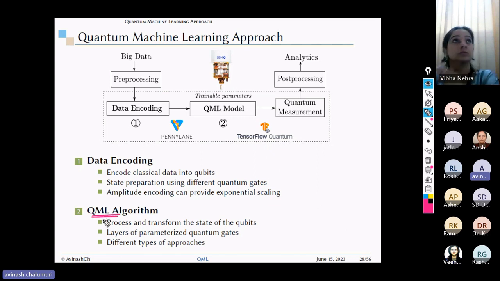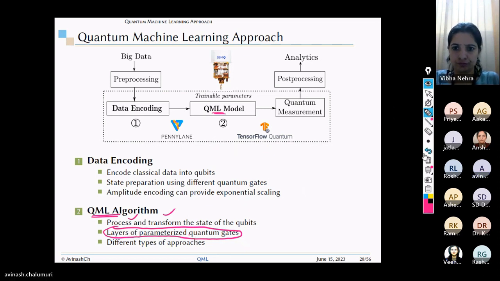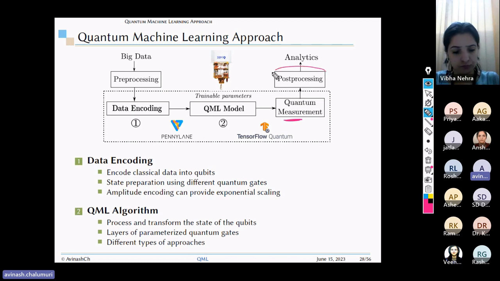Next, the quantum algorithm. What is this going to do? It processes and transforms the state of the qubits, and mostly it looks like a parameterized layer which consists of quantum gates. I'll show an example of a quantum machine learning algorithm. Then you should be able to measure that, post-process, and do analysis.